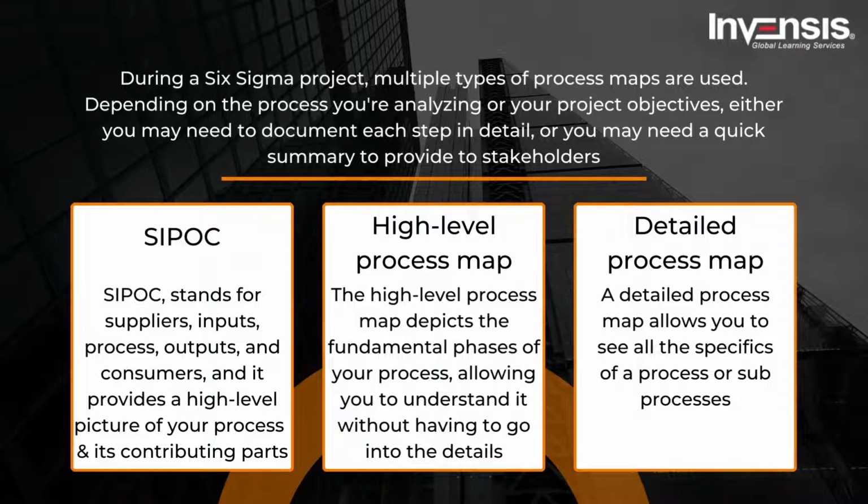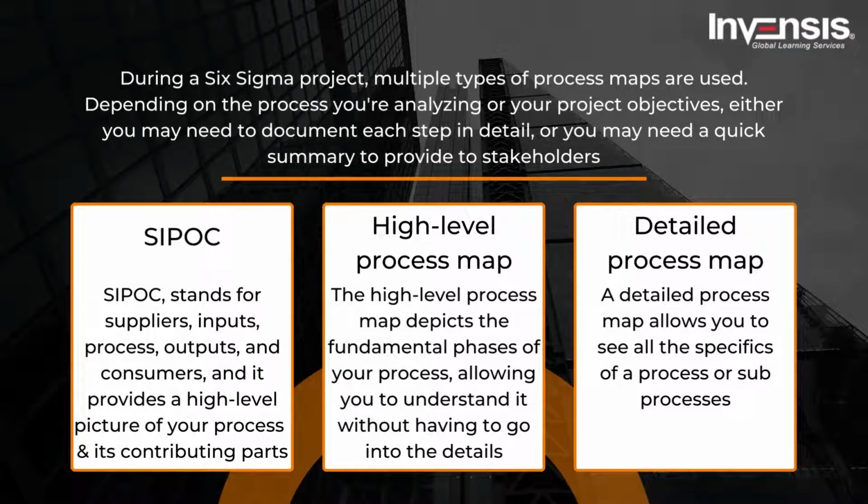During a Six Sigma project, multiple types of process maps are used. Depending on the process you're analyzing or your project objectives, you may need to document each step in detail, or you may need a quick summary to provide to stakeholders. Whatever your circumstance, use these process maps to profit from Six Sigma process mapping. First process map is SIPOC.